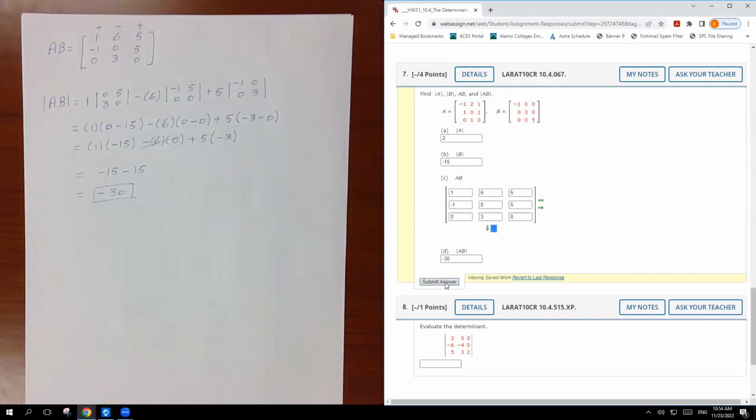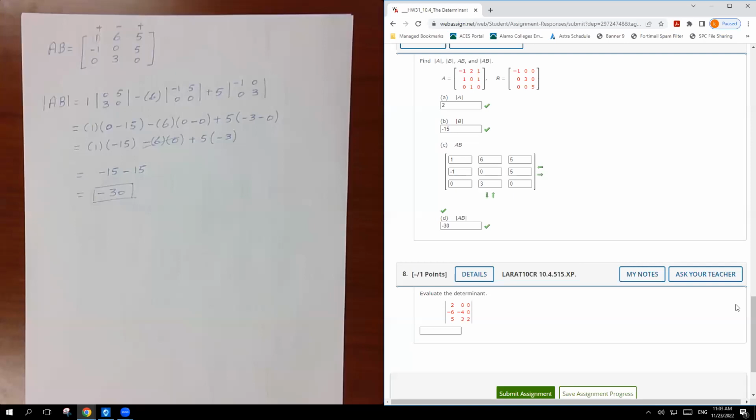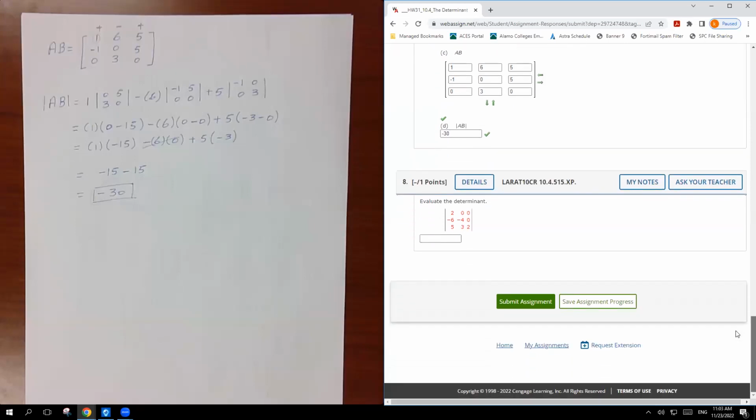That's it for this example. We got it right. Let's move to number 8. Evaluate the determinant for this matrix. So let's find the determinant for this matrix.